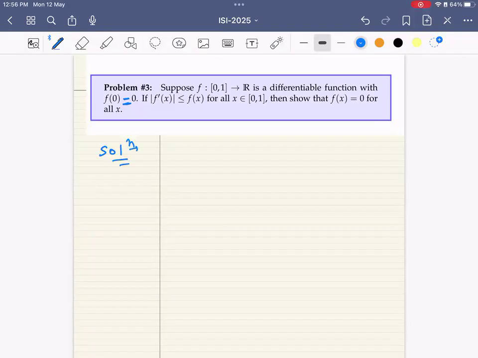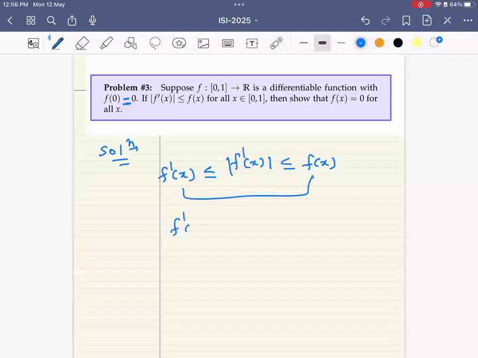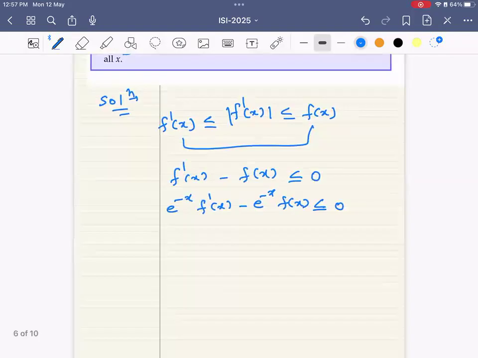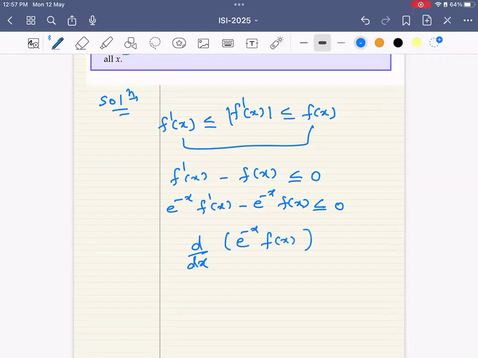So I begin by doing this: since this is what is given, we can all agree that f of x is always greater than or equal to f dash x. That's simply using the modulus inequality. This inequality gives you that f dash x minus f of x is less than or equal to 0, which gives you that e to the power minus x f dash x minus e to the power minus x f of x is less than or equal to 0. This number is nice because it is the derivative of e to the power minus x f of x, and that's less than or equal to 0.